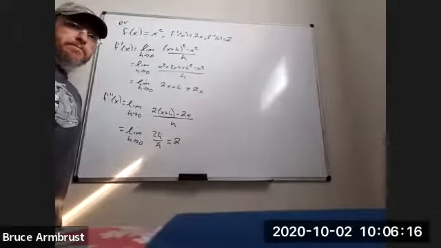So Bruce, I have a question. Yeah, go for it. In the homework, I think it's 3.2, it asks for the velocity and then it also asks for acceleration. Would you just take a second derivative to find the acceleration, since it's meters per second squared? Yep.